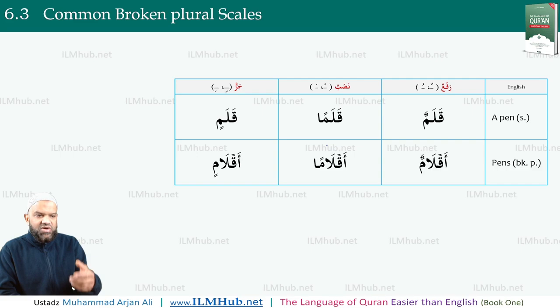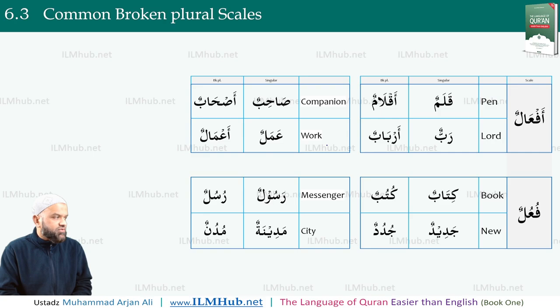So aqlamun, aqlaman, aqlamin. It is a common misconception to believe that tanween is a sign of indefinite, or that tanween is a sign of singular. It is not the case. As you can see here, a broken plural takes tanween, and of course it has three different endings in the three different i'rab. So let's look at two scales here that we have on the screen.